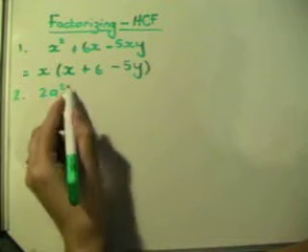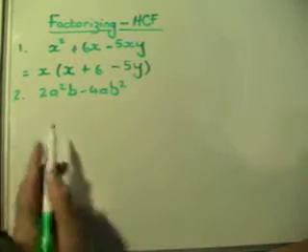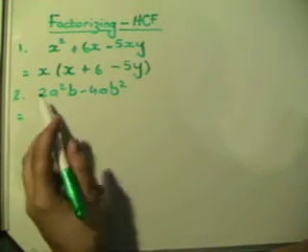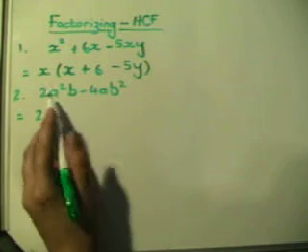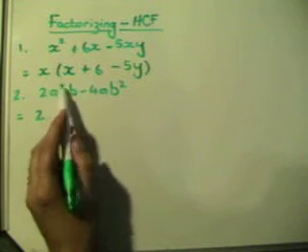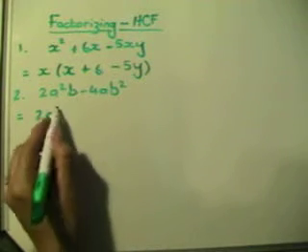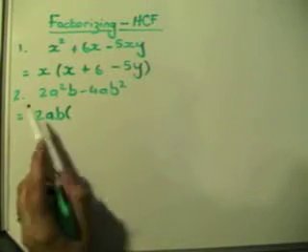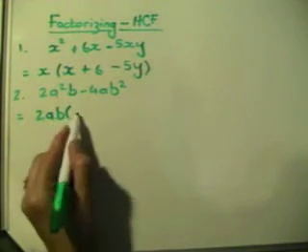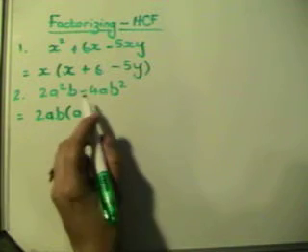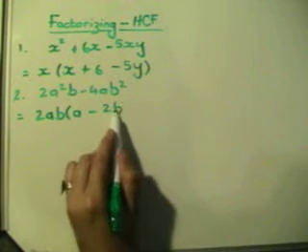So I have, for instance, 2a squared b minus 4ab squared. I'm first going to find my highest common factor. Now the highest number that divides both into 2 and 4 is 2. The highest common factor of the a's, or the lowest exponent, is a, and the lowest exponent of the b's is b. And then I'm left with 2a squared b divided by 2ab, just leaving me with a, and 4ab squared divided by 2ab, leaving me with 2b.